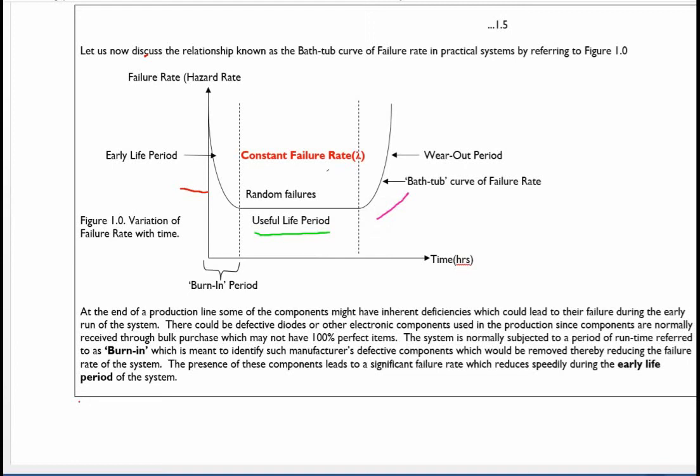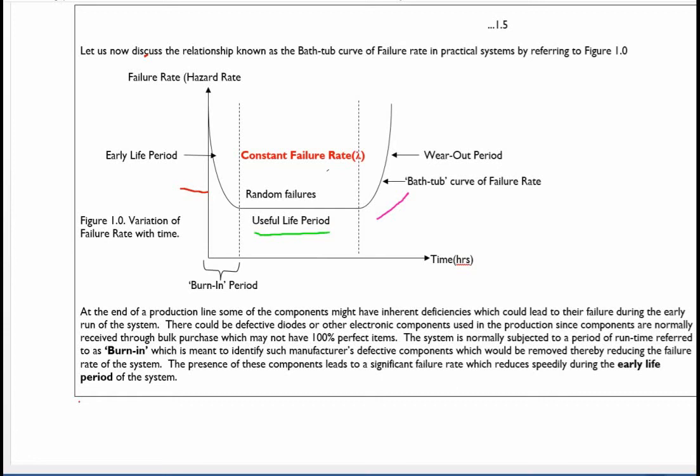The early life period is when you buy your components. Normally when engineers design, they buy components in bulk. For instance, when you buy a bulk of diodes, there could be defective diodes within that bulk, and so you need to run a sample test on those diodes in order to weed out the ones that are defective. Of course, you cannot test all of them during your purchase.